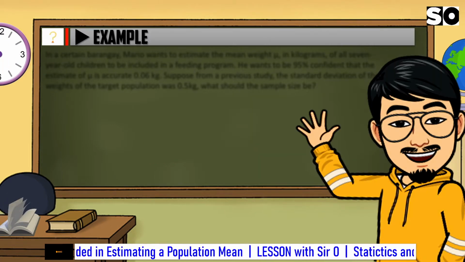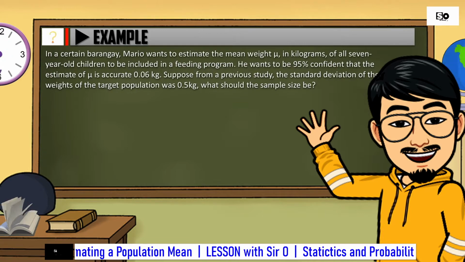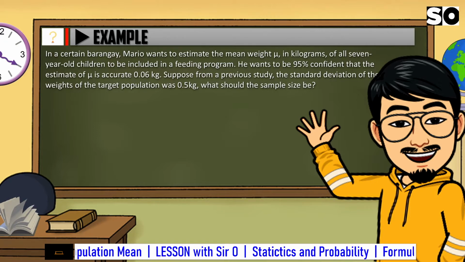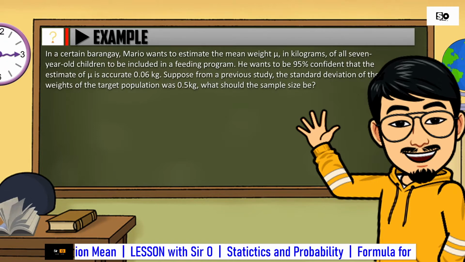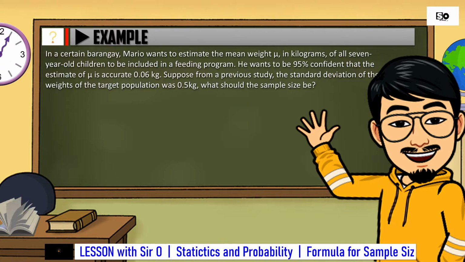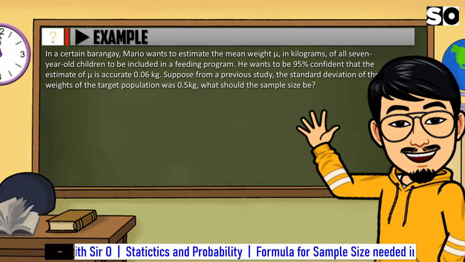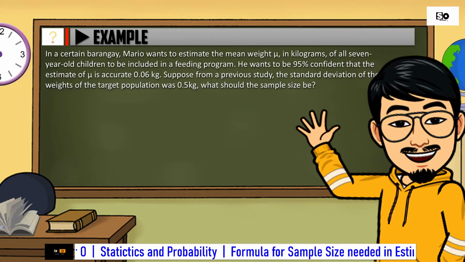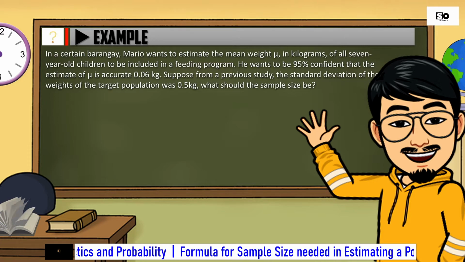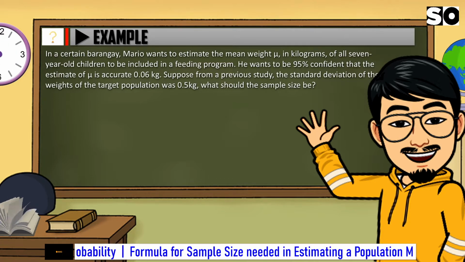Let us put it in an example. In a certain barangay, Mario wants to estimate the mean weight in kilograms of all 7 years old children to be included in a feeding program. He wants to be 95% confident that the estimate of the mean is accurate to 0.06 kg. Suppose, from a previous study, the standard deviation of the weight of the target population was 0.5 kg. What should the sample size be?